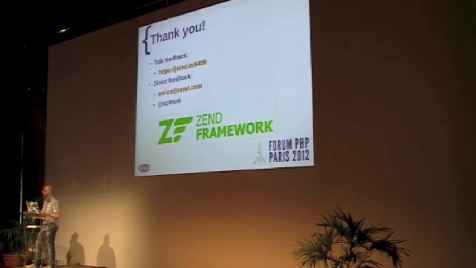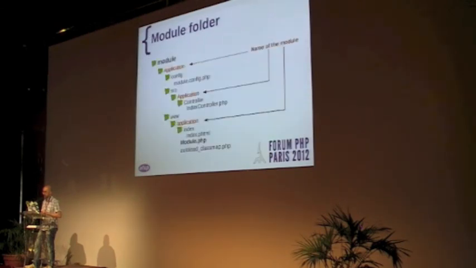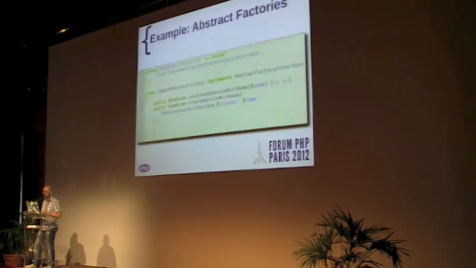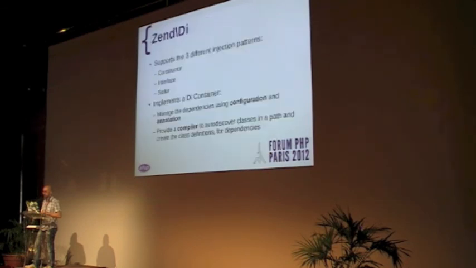Just a quick question about dependency injection. You told us that there were three kinds of dependency injection. You showed constructor-based dependency injection, setter-based dependency injection, and you told us there was an interface injection, but what is that? It's another way to inject an object inside a class.